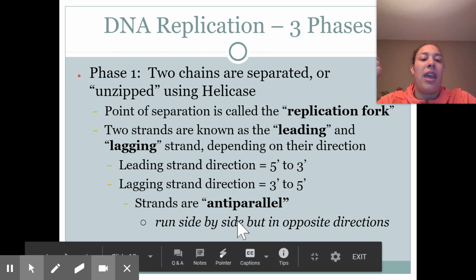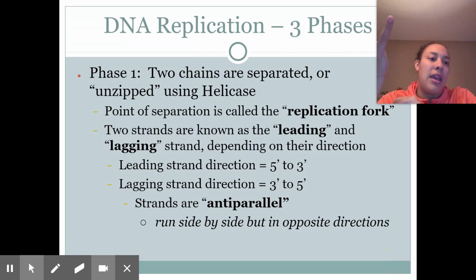This is called anti-parallel, which means although we're putting in complementary bases, we're going to end up with the same sequence of DNA. It's just going to be going in the opposite direction.